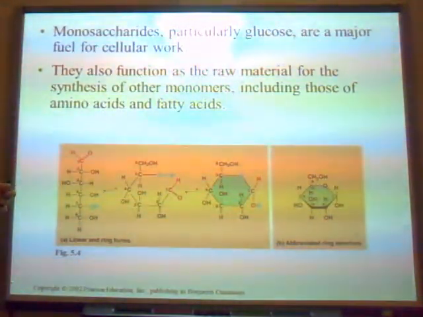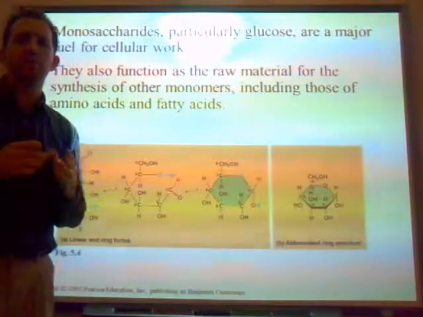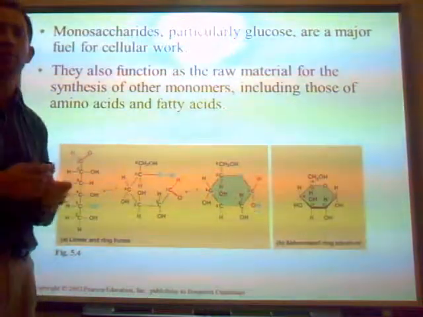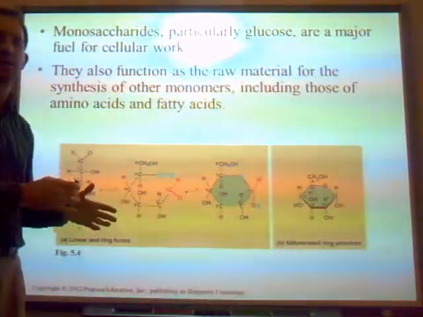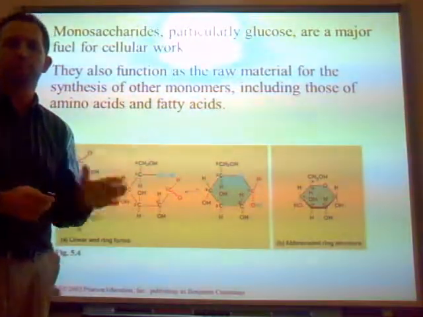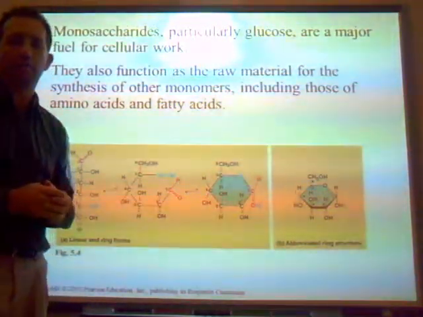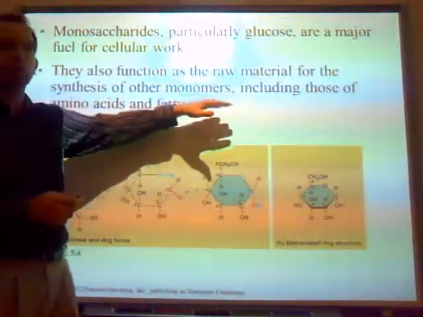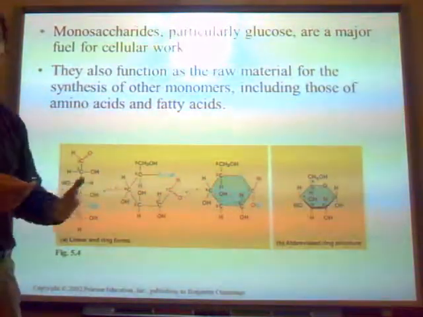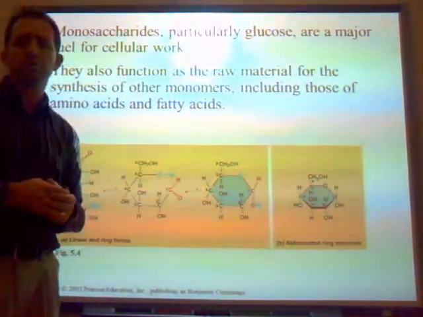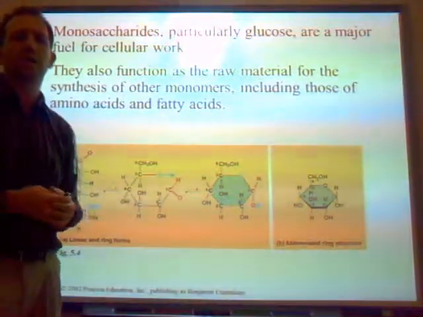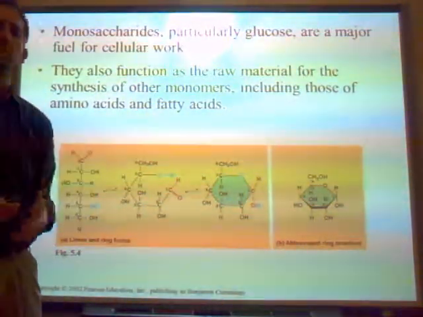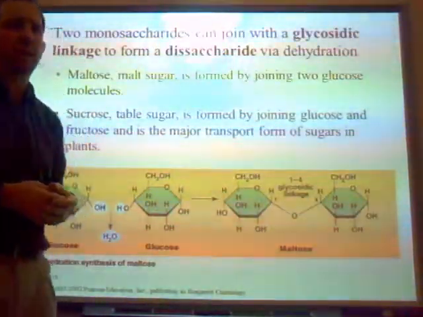The most important one for us that we're going to be dealing with throughout this year is glucose. Glucose is a monosaccharide that is used to fuel cell power, or to fuel cellular work. When we get to the next couple of chapters, we'll talk about cellular respiration, and the big sugar that we want to talk about there, the big monosaccharide, is of course glucose. But these sugars can also be used to synthesize other materials as well, not just disaccharides and polysaccharides, but they can also be used for the production of amino acids and fatty acids, which means we start moving into the protein and the lipid category.